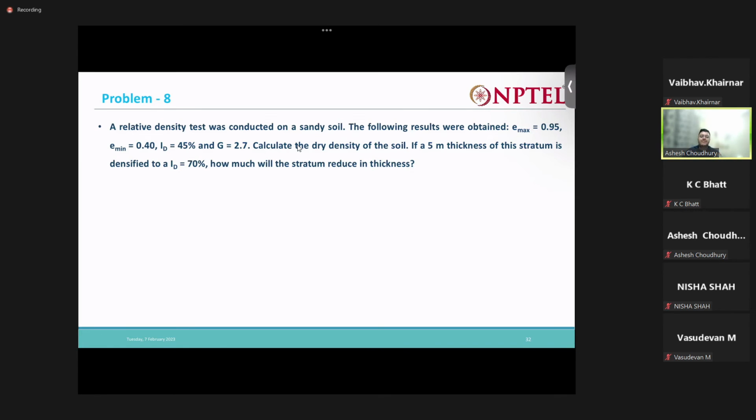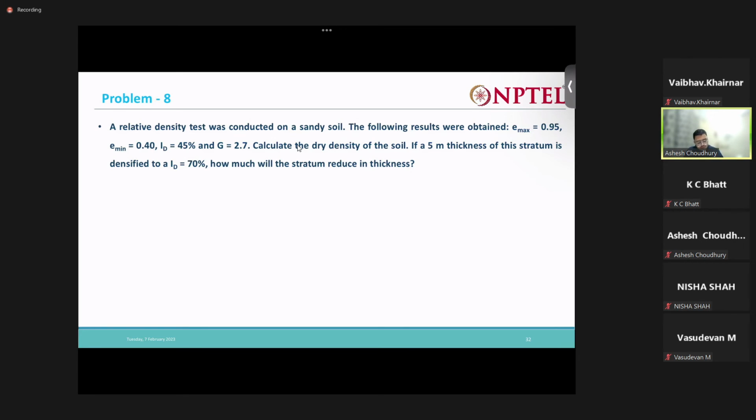The second part is, if a 5-meter thickness of the stratum is densified to a relative density of 70%. Initially the soil had a relative density of 45%. So the height of the soil is 5 meters. If this 5-meter thick soil stratum is to be densified, it means we do some compaction, we pass some roller or something like that, so that the relative density increases to 70%.